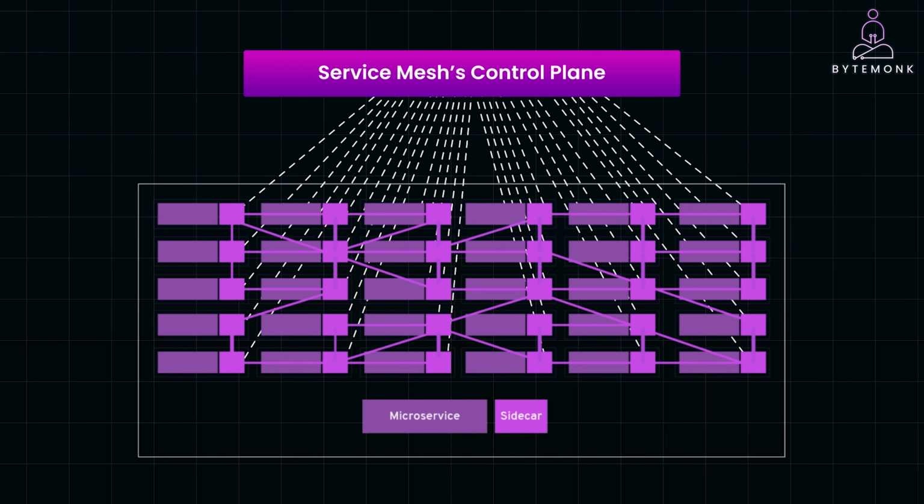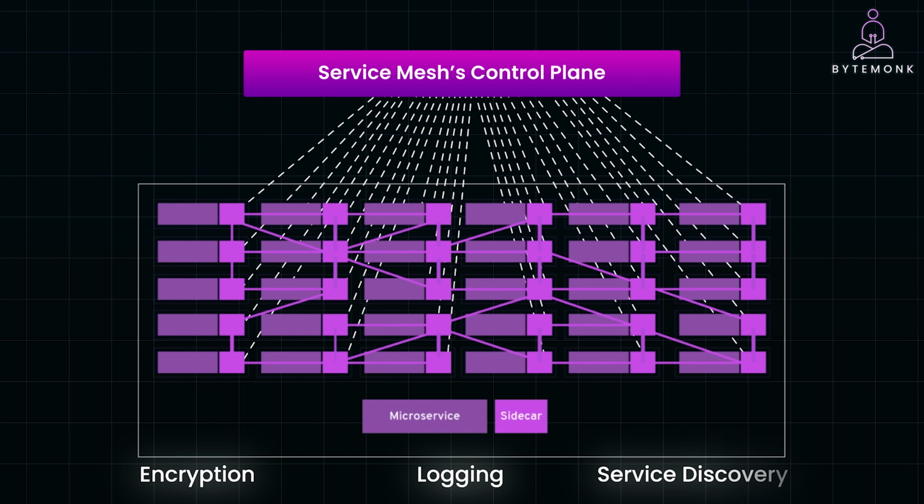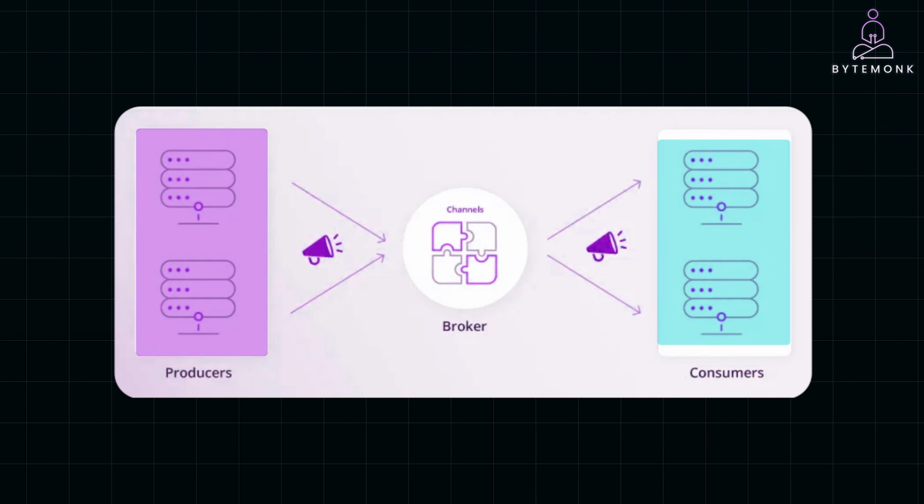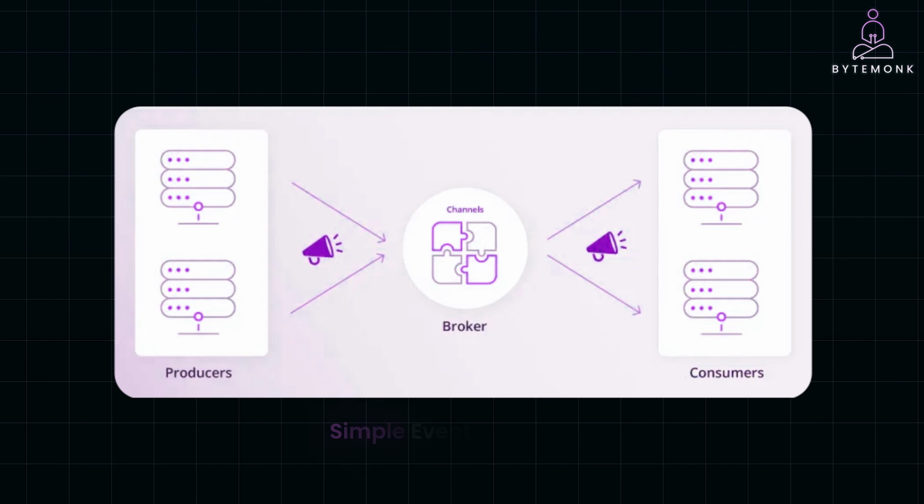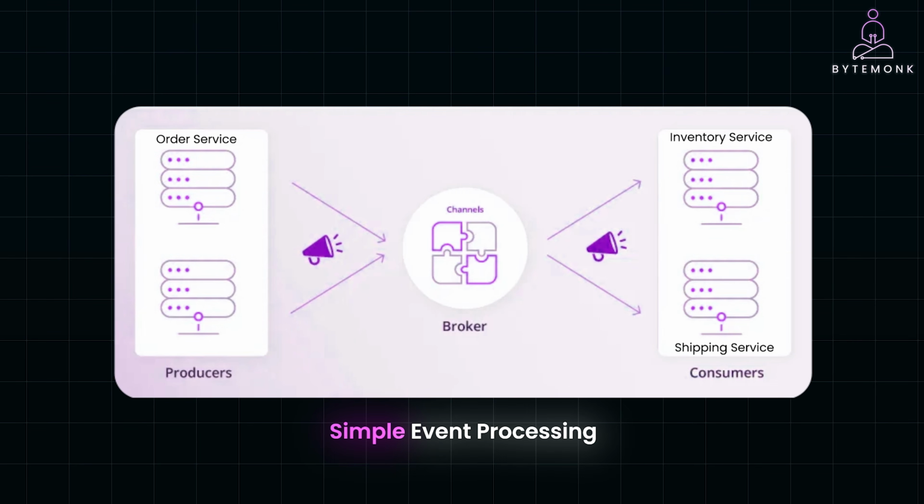And each microservice in Netflix's architecture has a sidecar proxy, which might manage tasks like encryption for securing data streams, logging user events, and service discovery to ensure the right services are talking to each other. Scalability is one of the primary reasons companies adopt event-driven architecture. Since producers and consumers are decoupled, services can scale independently, and this makes it easier to handle spikes in traffic or workload.